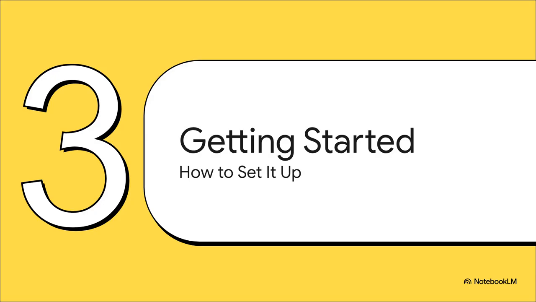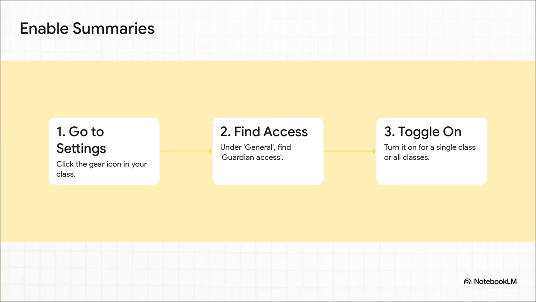Okay, an automated assistant sounds pretty good, right? So how do you actually turn this thing on and get it working for you? Well, the setup is surprisingly fast. First things first, you're going to dive into your class settings, that little gear icon. Scroll down to the General section and you'll see Guardian Access. You just toggle it on. And here's a great time saver. You can turn it on for just the one class you're in, or you can click to turn it on for all your current and future classes at once.